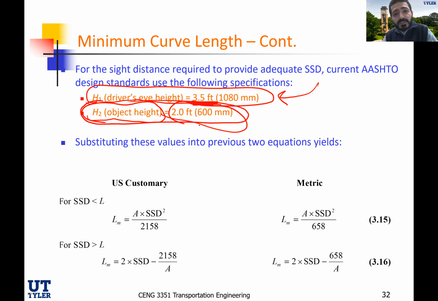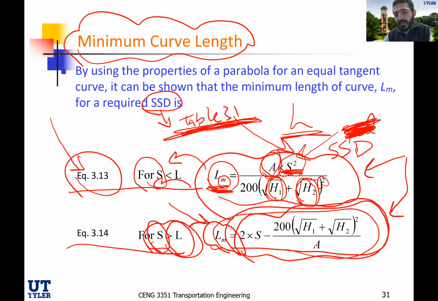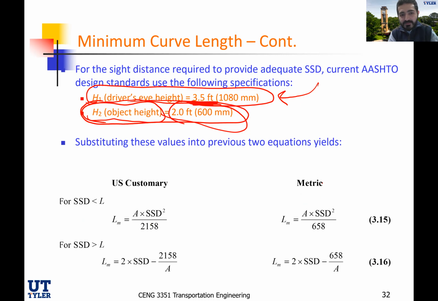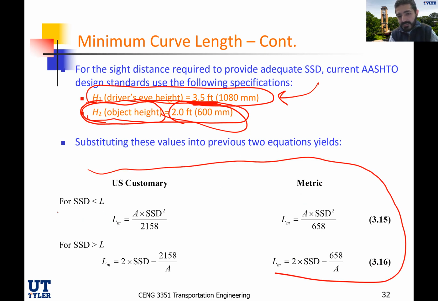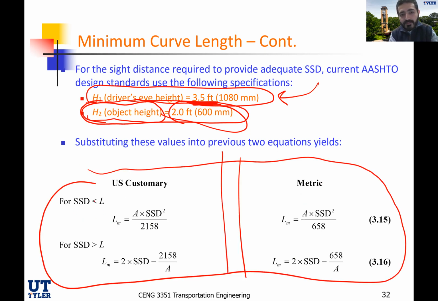So what AASHTO did, to again make the life of transportation engineers a little bit easier, is take the previous equations and replace H1 and H2 with the numbers that they're recommending, and that's what they ended up with, a simpler equation. For US customary units, for SSD less than L, which is your desired case, LM now becomes a simplified equation, which is A times SSD squared over 2158.